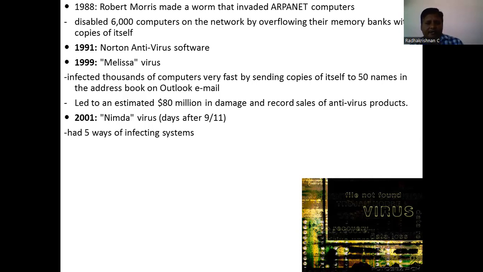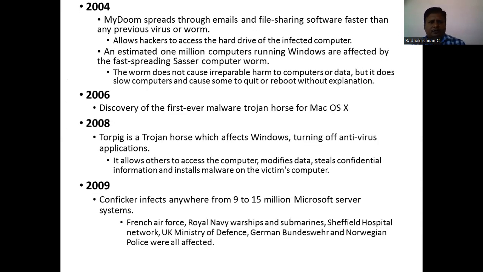Thereafter, 9/11 brought further infection of systems. In 2004, an email virus appeared, and in 2006 the first ever malware Trojan virus affected Mac OS X. In 2008, the Torpig Trojan horse affected Windows, turning off antivirus applications, gaining access to computers, modifying data, and stealing confidential information.